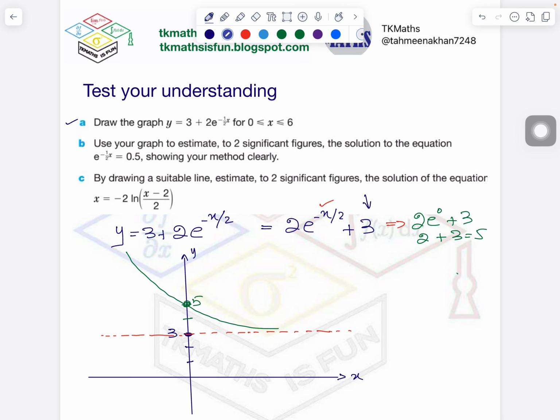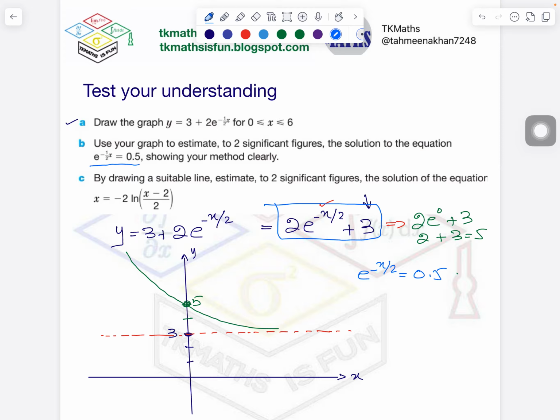Part B: use your graph to estimate, to two significant figures, the solution to the equation. I am drawing here on a page with no grid, so it will not be easy to find the solution, but I am giving you the idea; when you do it on graph paper, you will be able to get the solution like we did in the previous example. So now I am taking this equation, e^(-x/2) = 0.5. And what do I want? I want the equation that we have drawn.